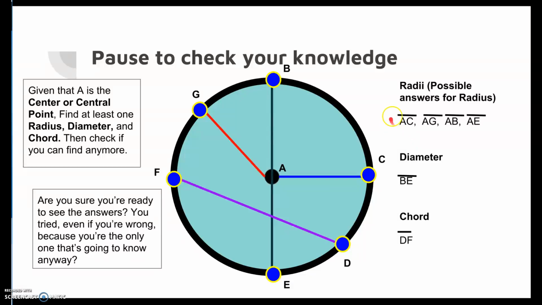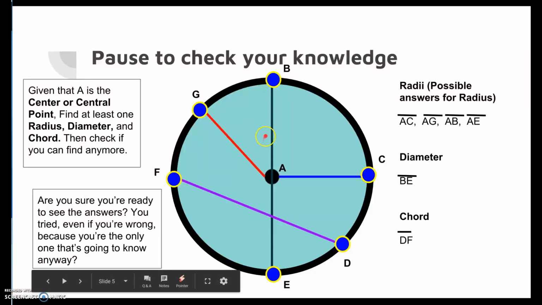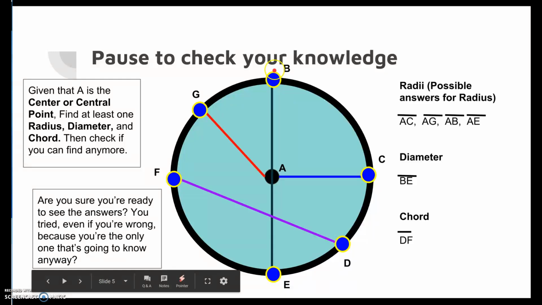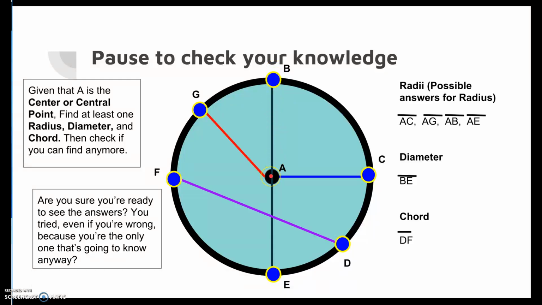Sorry, there are the answers for you. So these are all the possible radii. The thing to remember is, even though BE here is a diameter, whenever you have a diameter, you also have two radii, because you also have here to here is a radius and here to here is a radius. The cool thing is, if you think about it, diameter goes all the way across, radius goes halfway across.